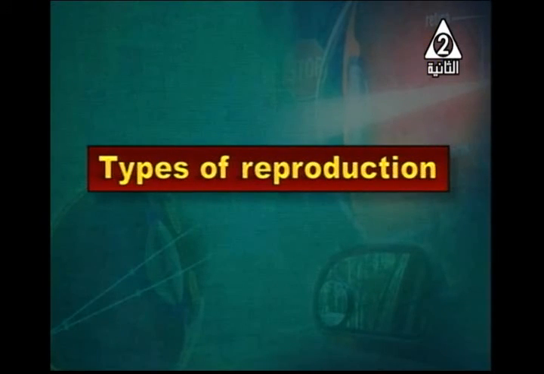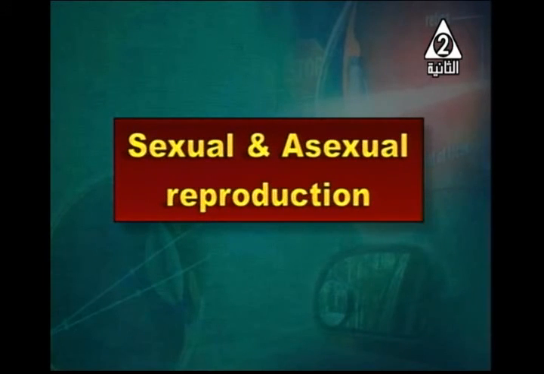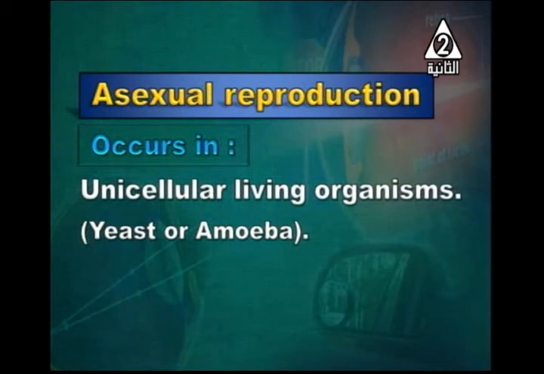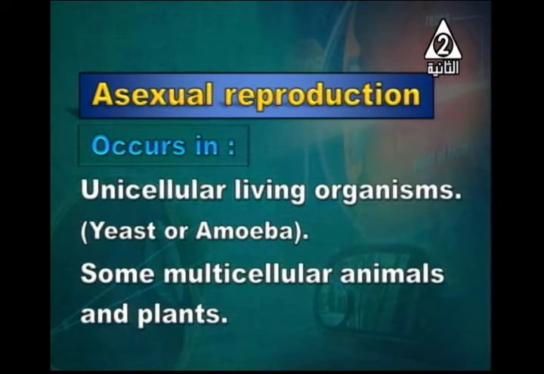There are two types of reproduction in our life. Firstly, the asexual reproduction, and the sexual reproduction. What's meant by asexual reproduction? The asexual reproduction is when the living organisms produce new individuals which have genetic traits identical to the parents. It occurs in unicellular living organisms as yeast or amoeba and some multicellular organisms as the plants.